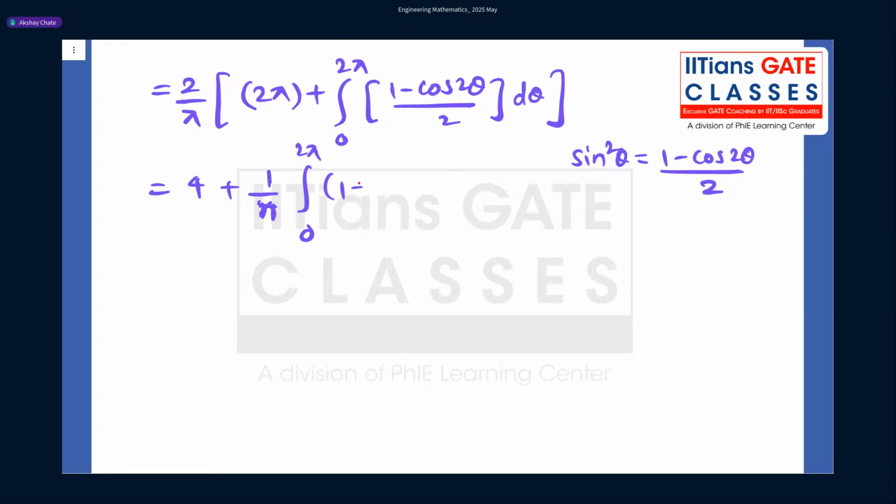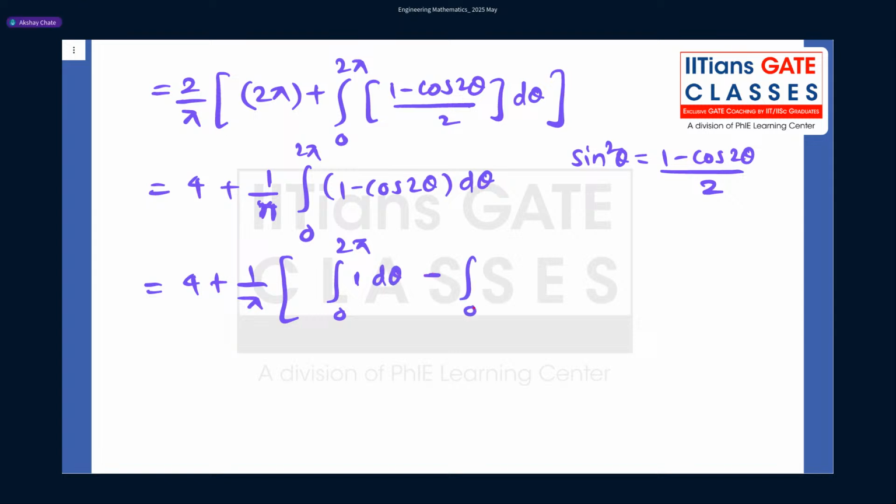So 1 minus cos 2 theta d theta. Right. So again, you can use piecewise integration. So that is again integral from 0 to 2 pi of 1 into d theta, minus integral from 0 to 2 pi of cos 2 theta d theta. Okay. So bracket complete. Here also, see, integration of cos is sine.